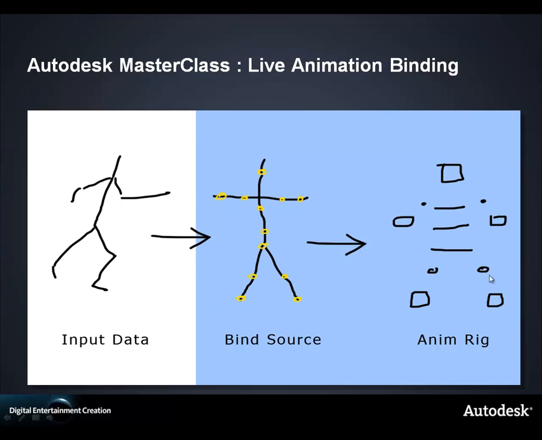So the area in blue is our bind file. This is what we would save off as a bind file. And this is the input data we're going to plug into the bind source on that bind file.